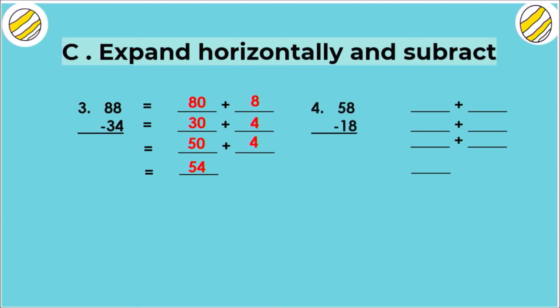Okay, next, number 4, we have 58 minus 18. So 58, we rename that one into 50 tens plus 8 ones. 18 is equal to 10 tens plus 8 ones. So, as you can see, class, 8 minus 8 is equal to 0, and 50 minus 10 is equal to 40. So, we did not put the 0 anymore. So, the answer is 40. Okay?